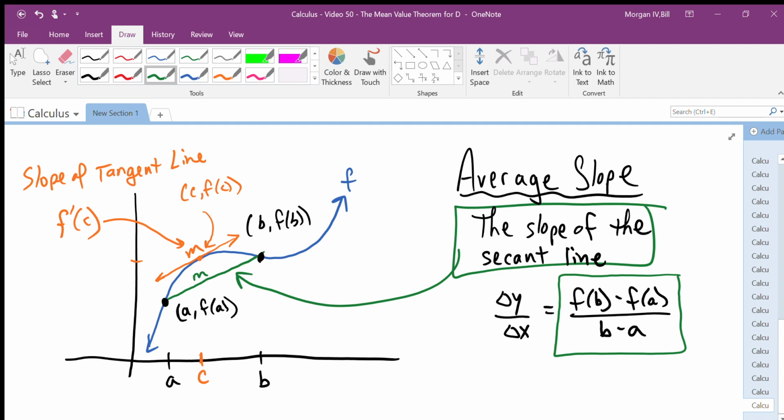And what we're saying is, as long as the function is nice, it's continuous between a and b, it's differentiable between a and b, there exists some c between a and b such that the slope of the secant line is equal to the slope of the tangent line. That's the mean value theorem.